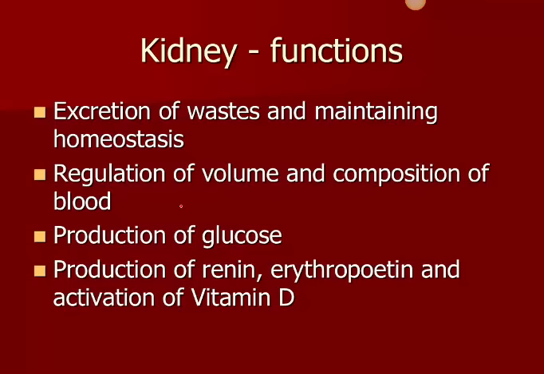The kidneys also produce glucose by gluconeogenesis. Two hormones are produced by the kidney, one of which you've already done when we did blood. Remember, erythropoietin was produced by the kidneys. It produces another hormone, renin.